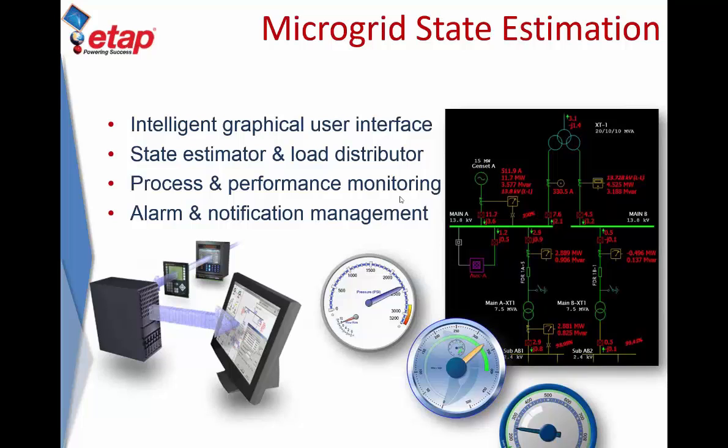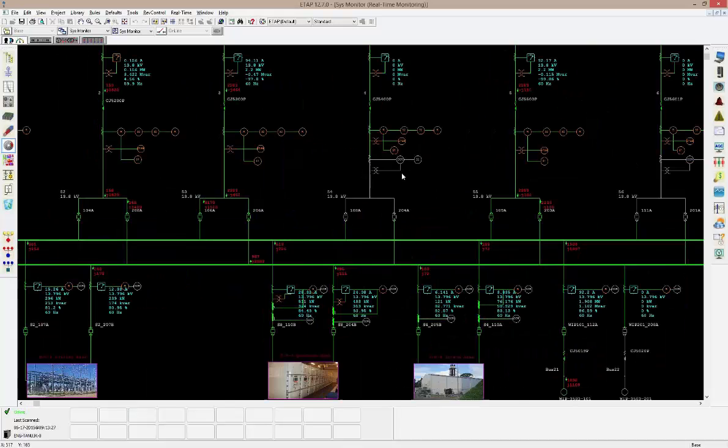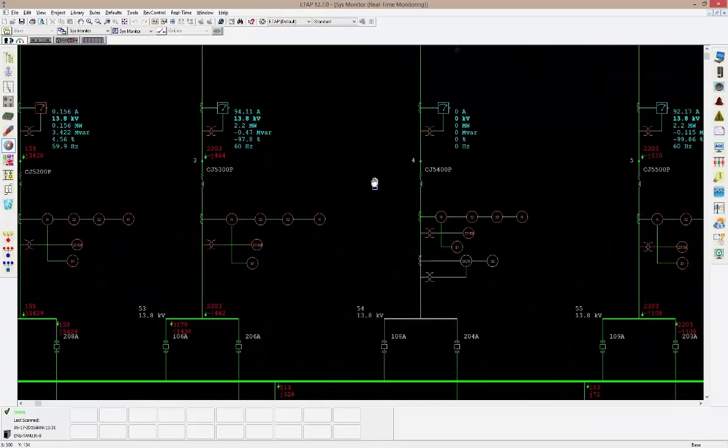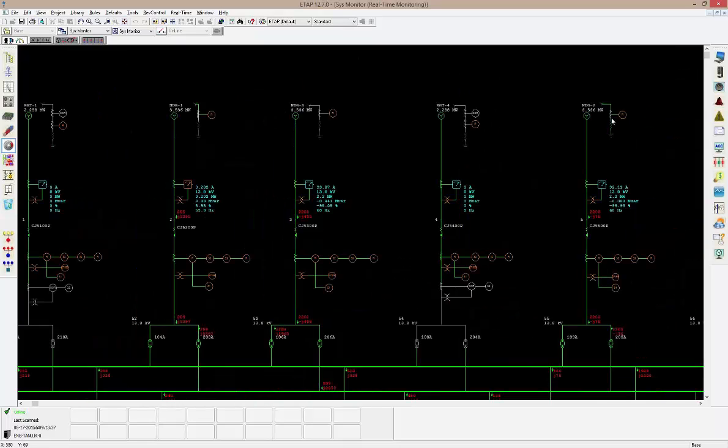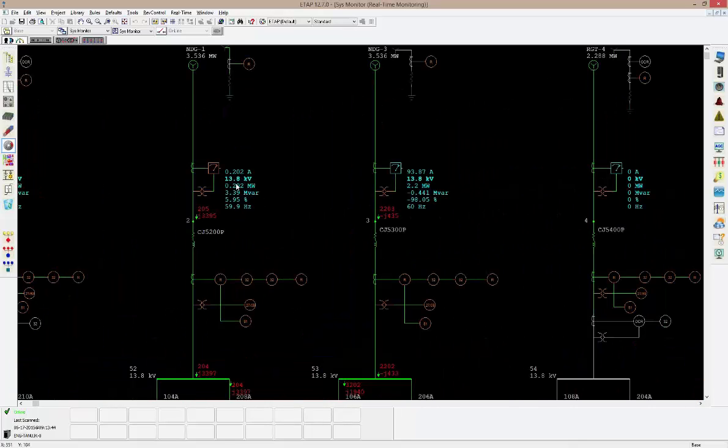So first of all, when we talk about microgrid state estimation, I'm just going to pull up a file here for us to take a look at. In this particular file, what we can see is a microgrid system. There are about 6 different sources. There's no utility connection. Hence, this is a permanently islanded microgrid. And the microgrid is actually getting real-time information from the network, things like voltage, real and reactive power, frequency, and so on. And this information is being updated on a per second basis.